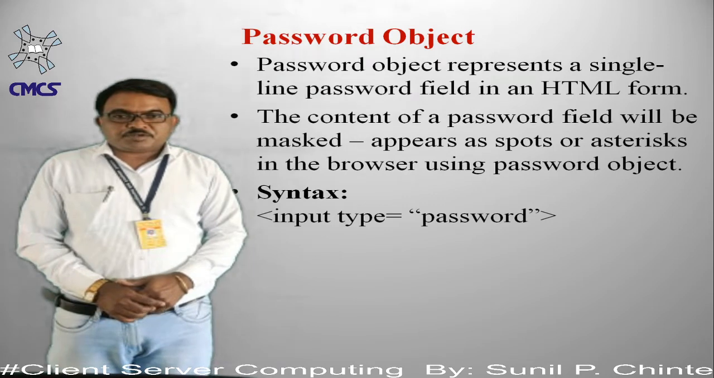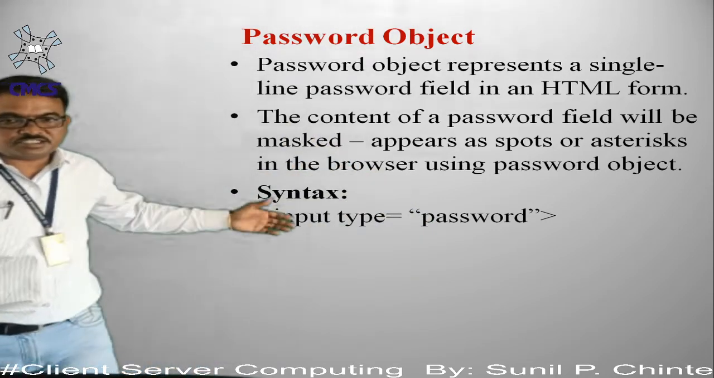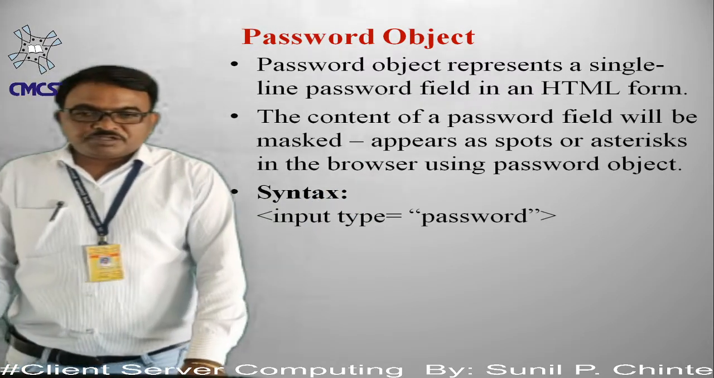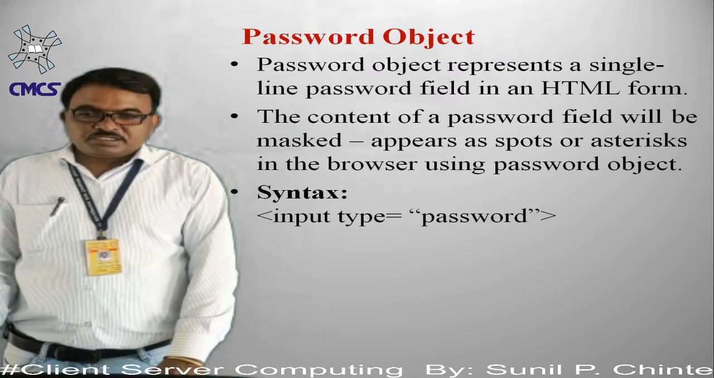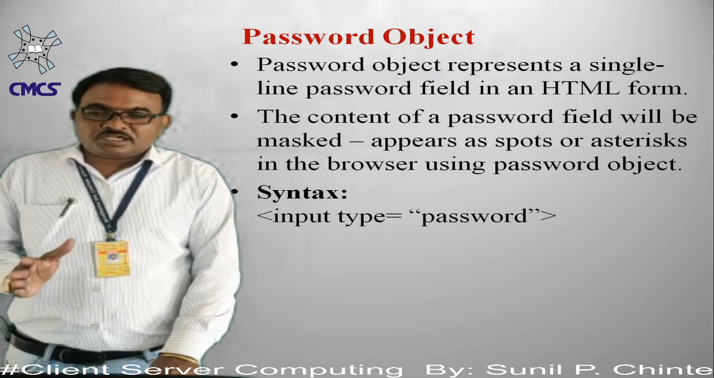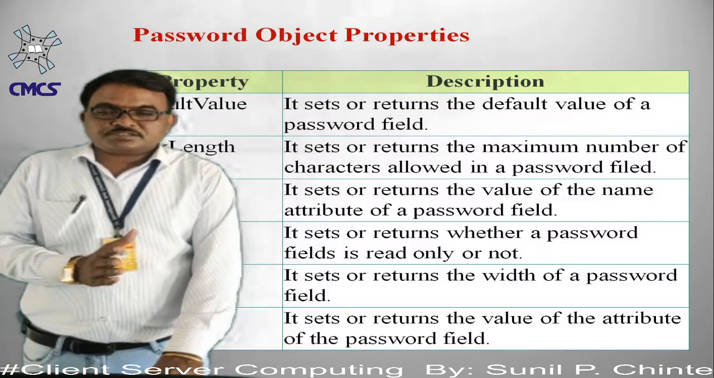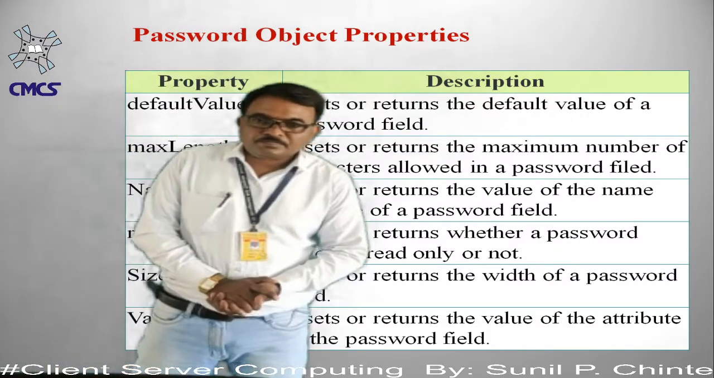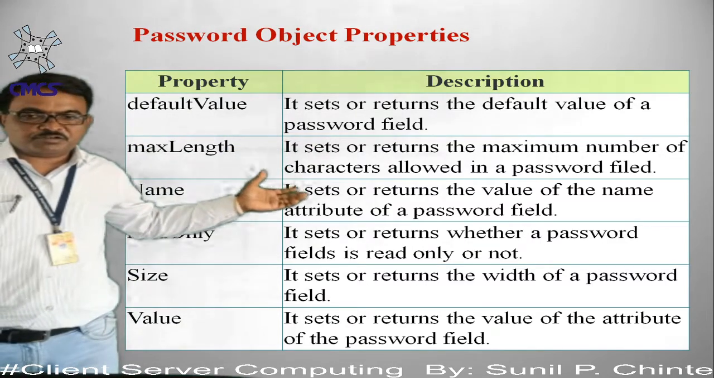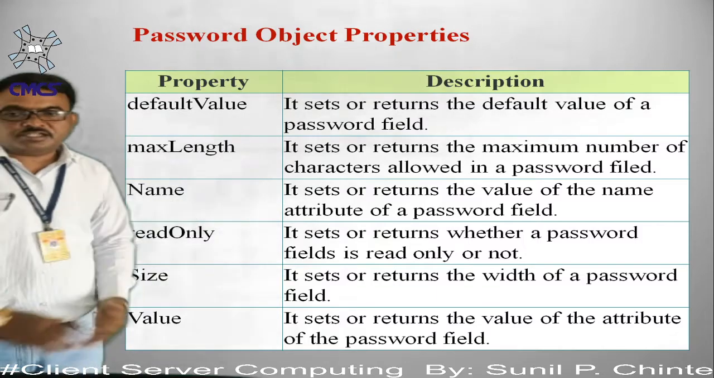I already told you the content of the password field will be masked, appearing as dots or asterisks in the browser. Using the password object, the syntax is input type equals password. It means the password field will not display the entered information as it is, and it is masked by using some other characters. This object has properties such as default value, max length, name, read only, size and value.